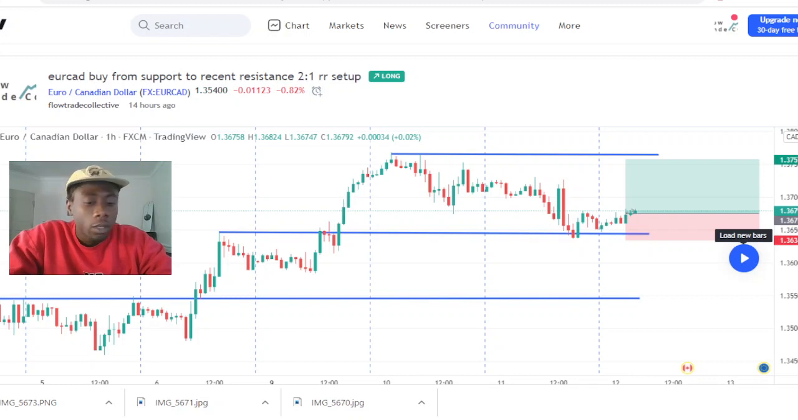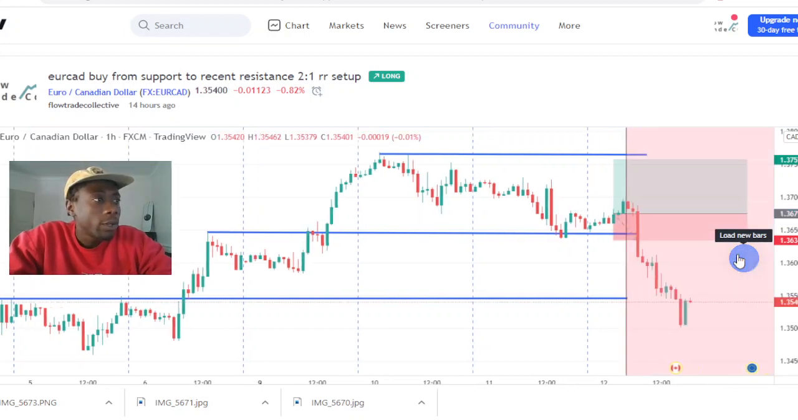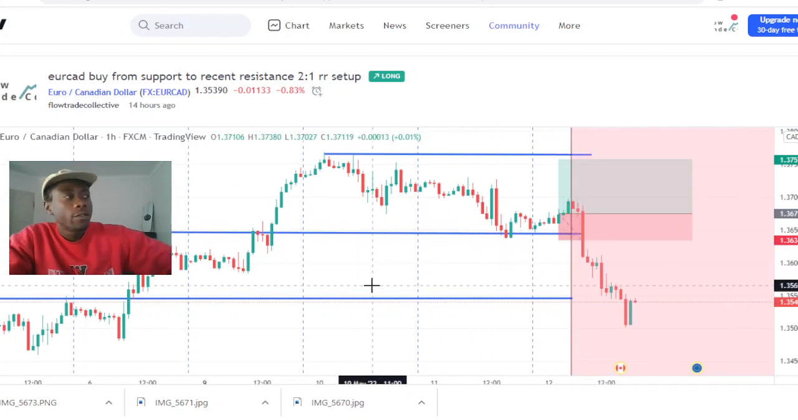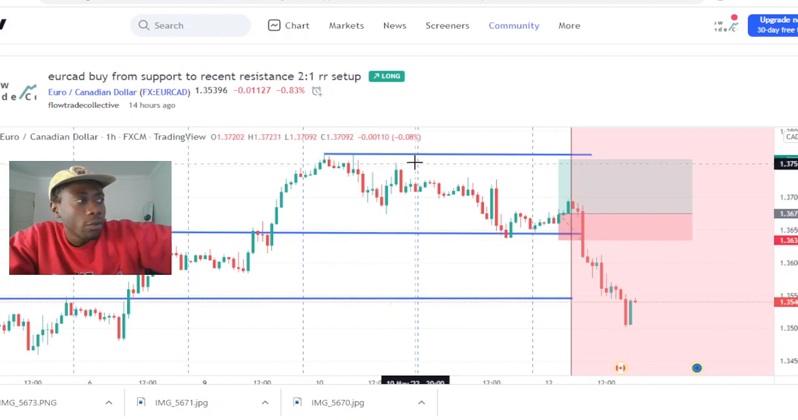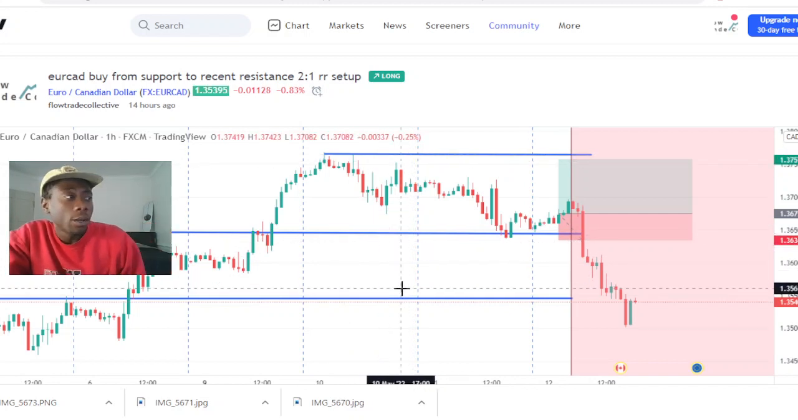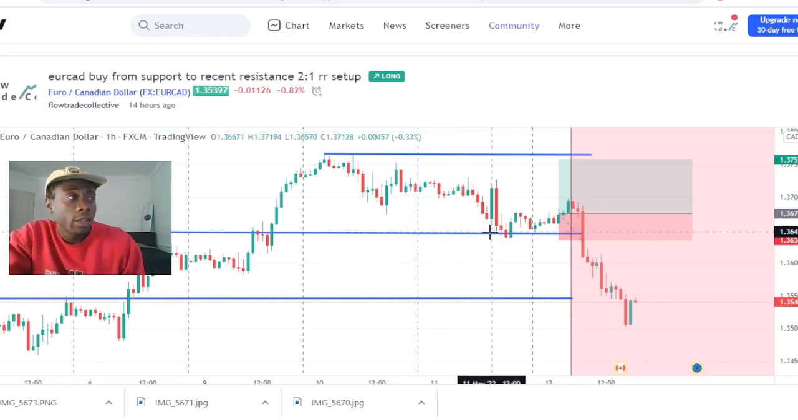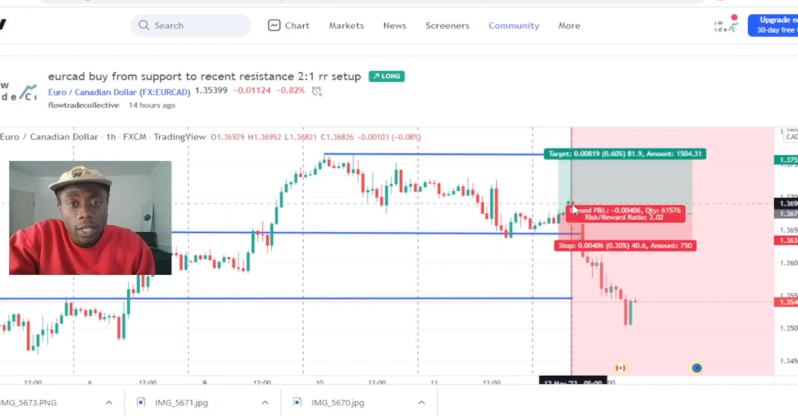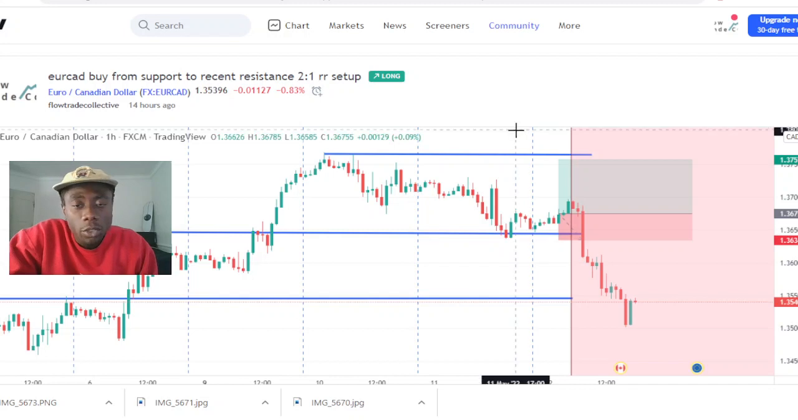But this is the trade, the EuroCAD trade that I took, and let's just see what happened. All right. So here we have a couple different support and resistance lines that I have drawn here, and they're marked in blue. As you can tell, I was expecting a bounce off of this middle resistance, aka support line, and we did get a bounce off of that level, except it was short-lived.